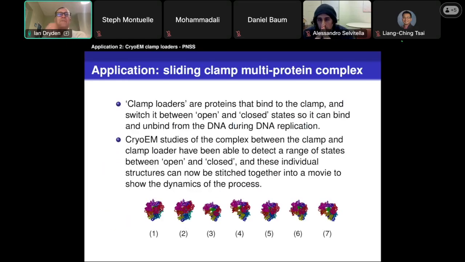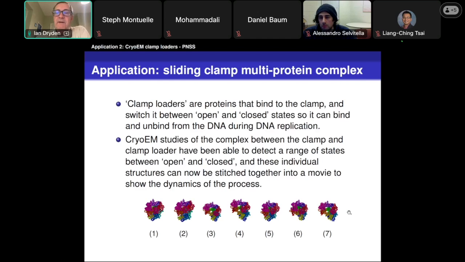I actually might ask some questions as we go through, just to increase the interaction. We've got what are called clamp loaders, and these come from cryo-EM studies where we can essentially take some sort of image of an actual protein. This is a multi-protein complex, a very big protein, and you can construct it in its different positions as it moves around.